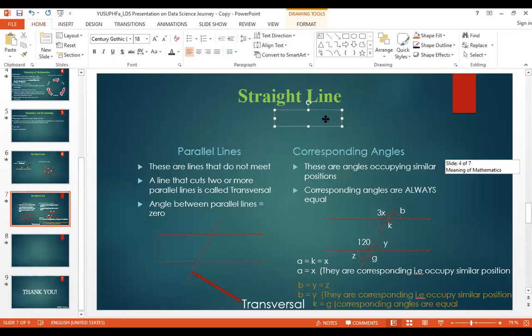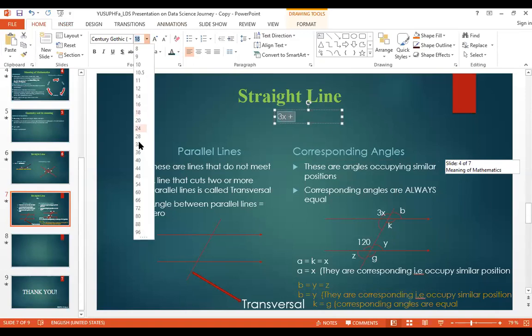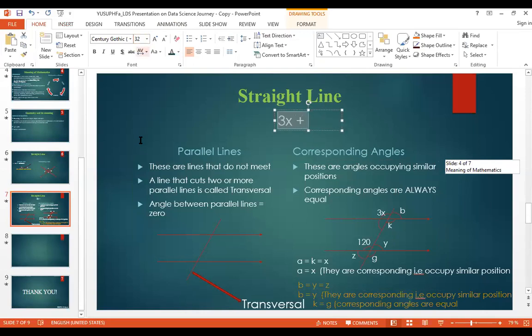So here I have 3x plus b. Can you see my screen? I'm typing something there. Let me make it very bold for you to see more. Can you see? Good. So I'm having 3x plus b, and you have to know that that's equal to 180 degrees. Okay?